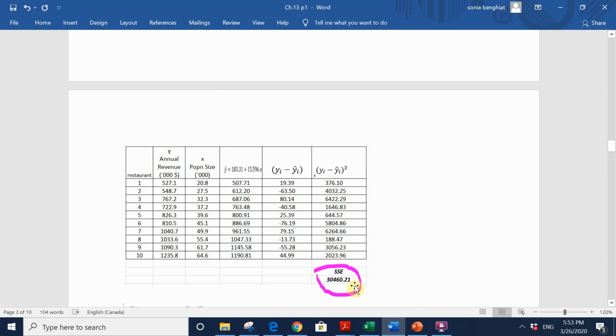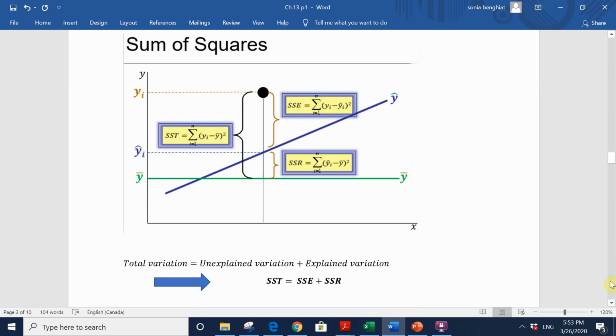Okay, so how are these two values related? Well, I'm going to show you something here. Here we are. How they are related, the answer lies in this graph right here. We've got a lot of information in this graph.